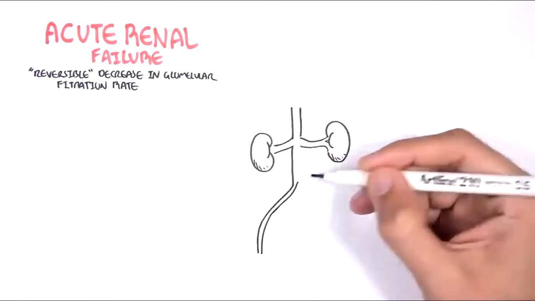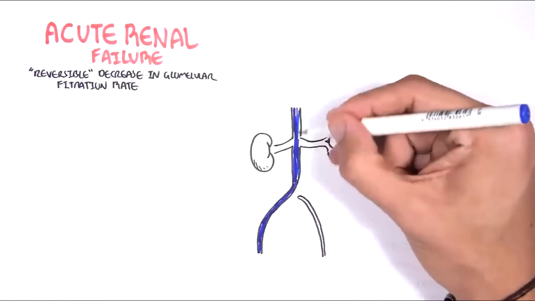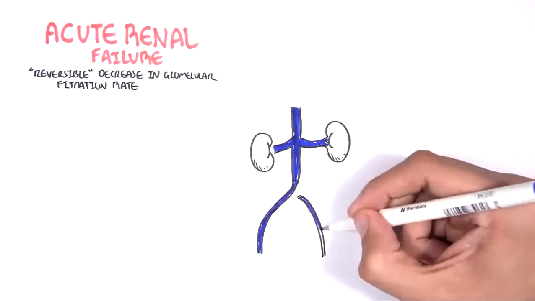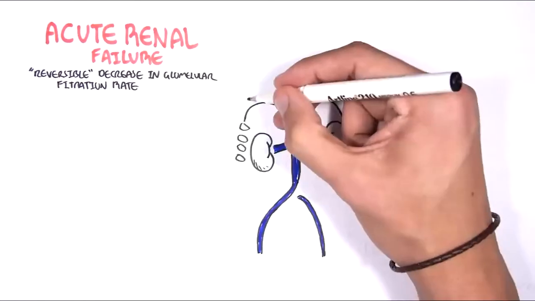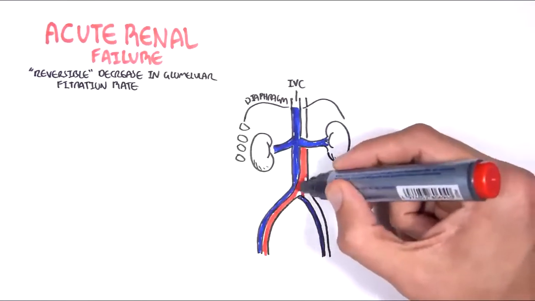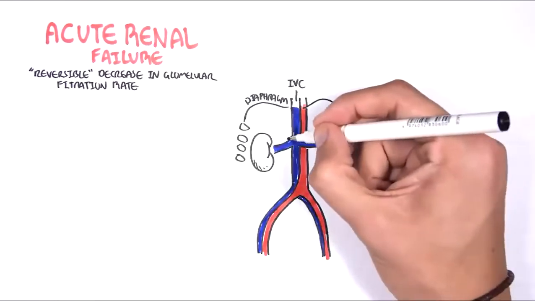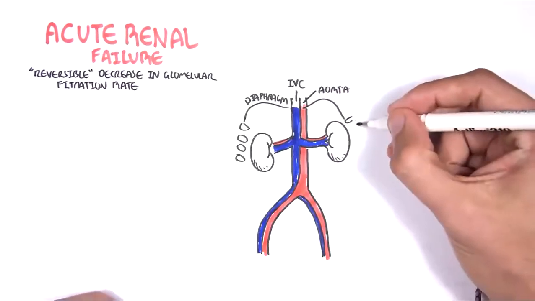So here I'm just drawing the anatomy. Here we have the kidneys, the inferior vena cava, where the renal veins drain into. And then we have the ribs here. And here is the diaphragm. And here we have the aorta, which will supply the kidneys through the renal artery. And here we have the pelvis.